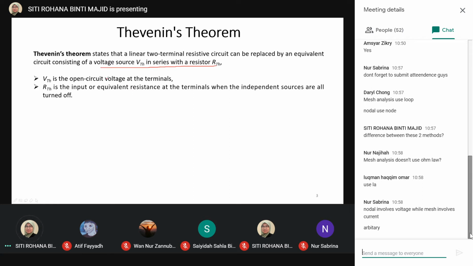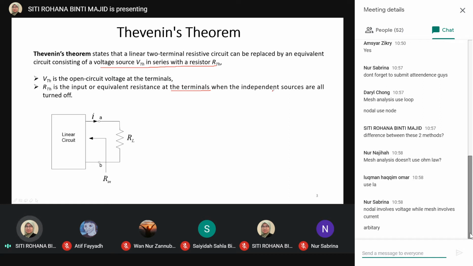So VTH is an open circuit. When we open circuit, that means we remove certain things, right? And RTH is the input resistance at the terminals when the independent sources are turned off. Or in other words, we remove the independent source. So for an independent source, what is the label? Is it round shape or diamond shape? You have to be careful with this.